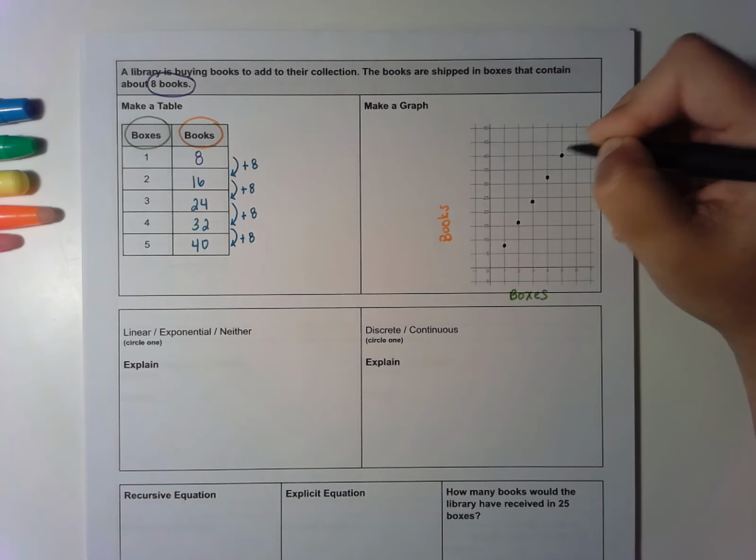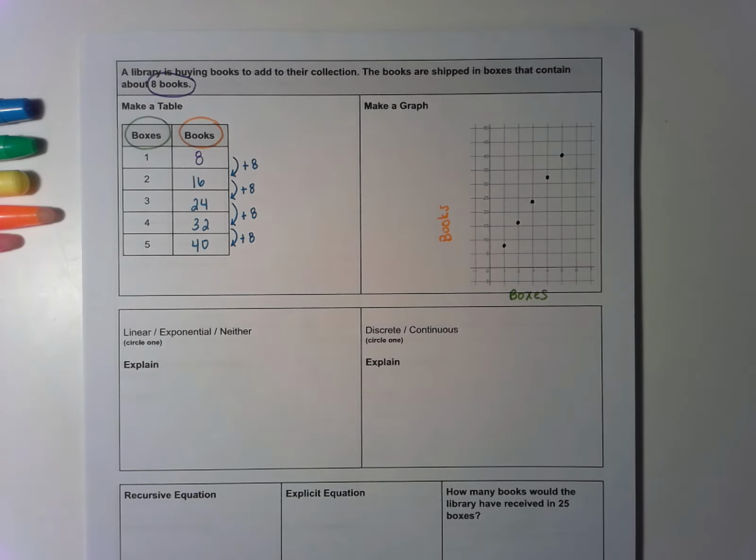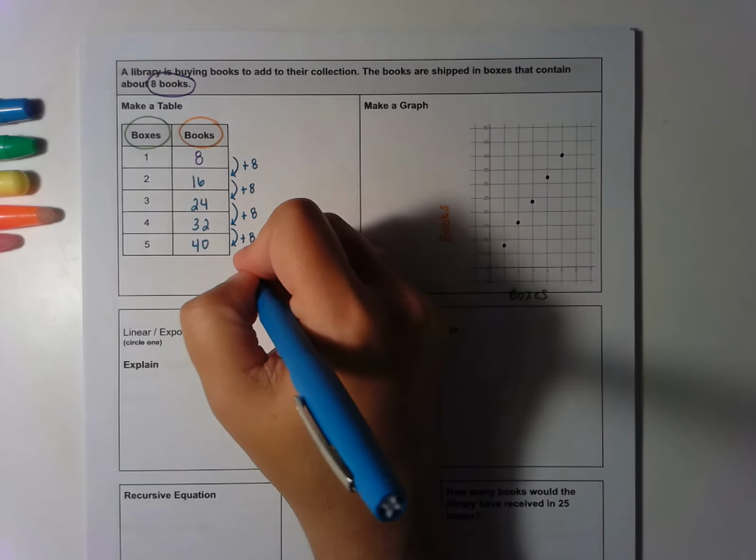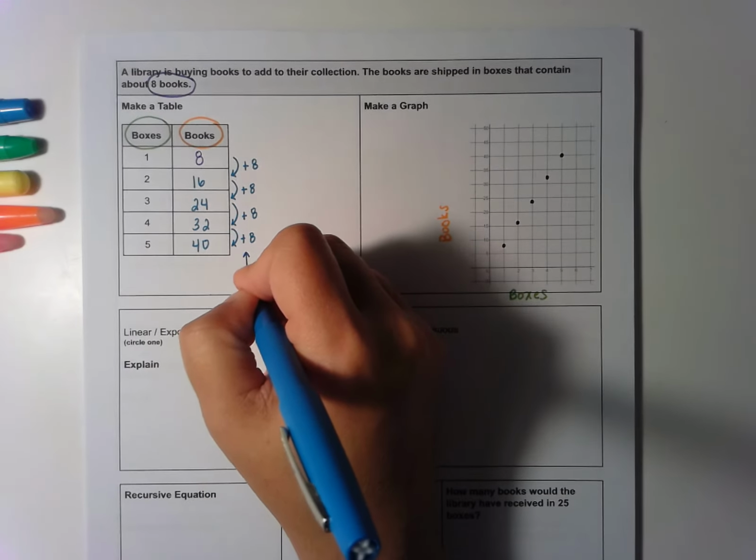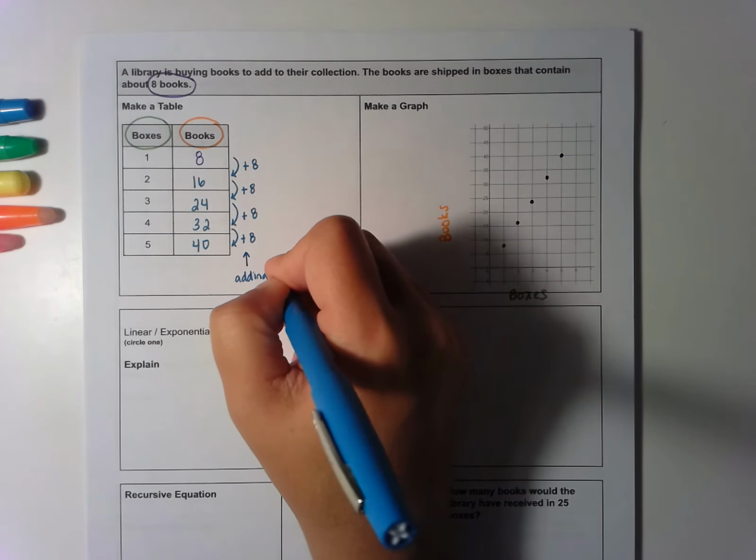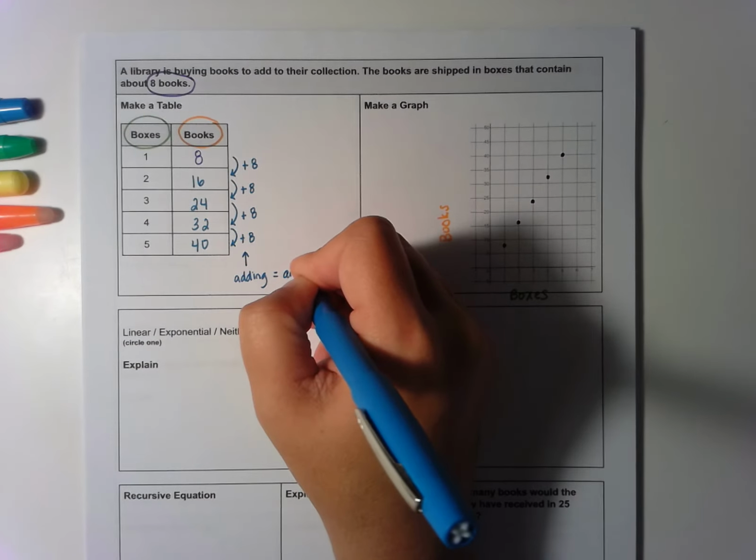5, 40. Now, there are a couple things that I want you to notice here. We have an adding pattern, which means it's an arithmetic sequence.